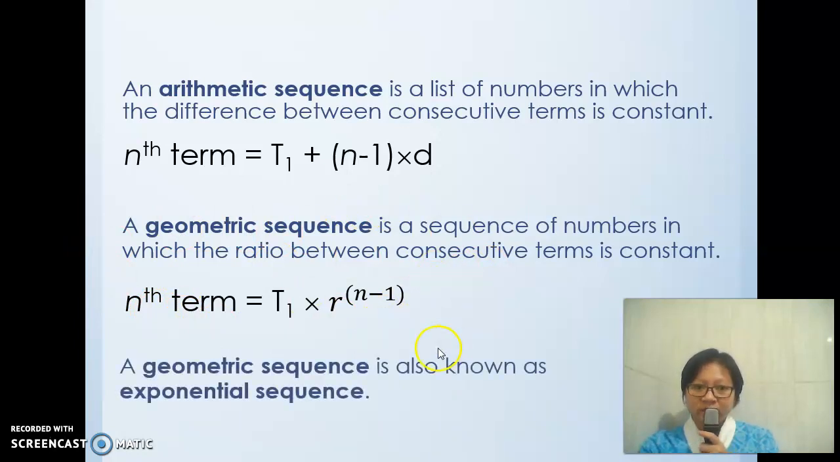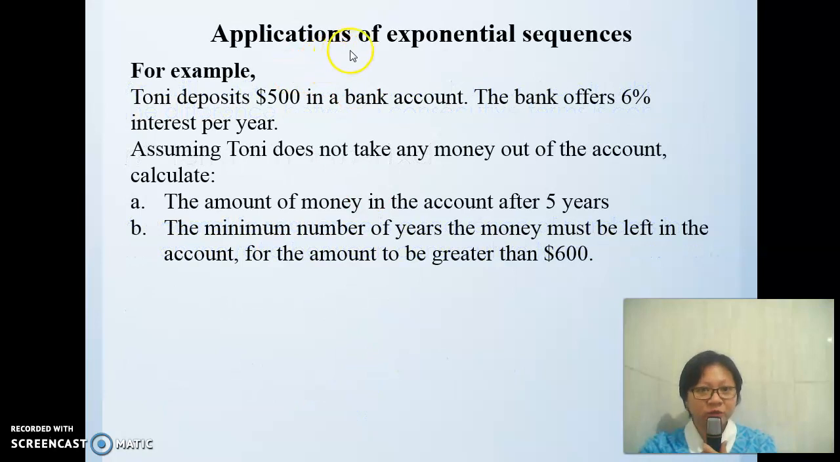There is another name for geometric sequence that we are going to use in this lesson, which is exponential sequence. So geometric sequence and exponential sequence are the same. Do not be confused. Next, we are going to learn about applications of exponential sequences.